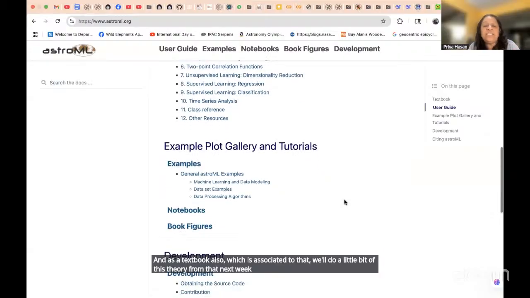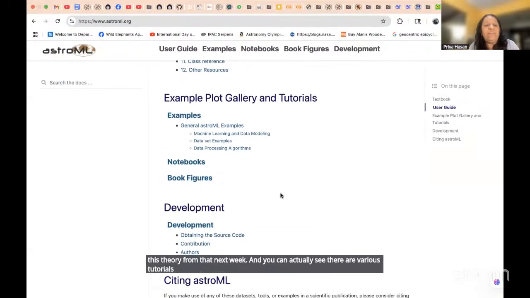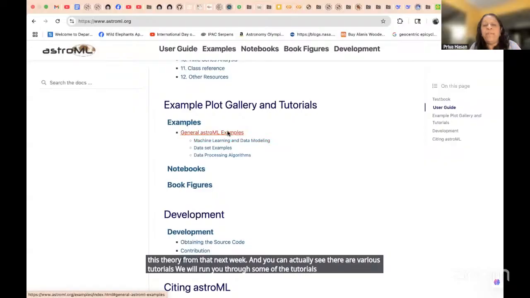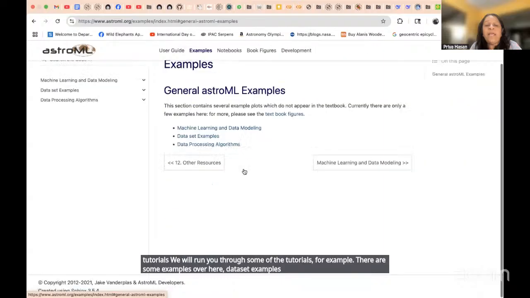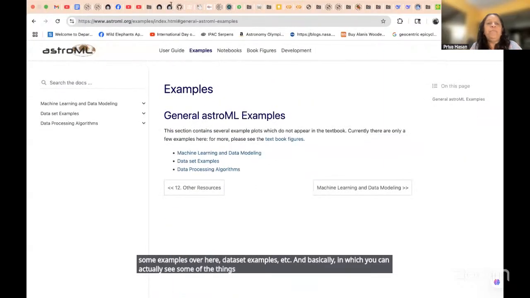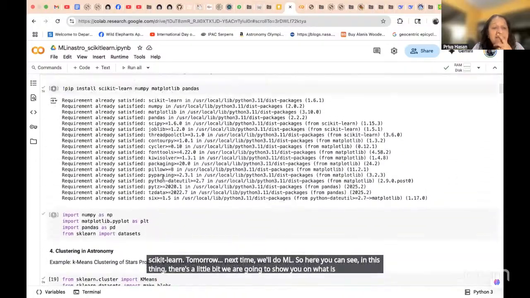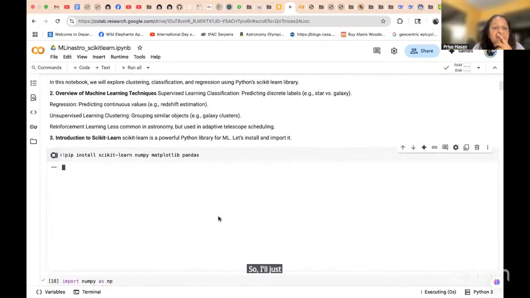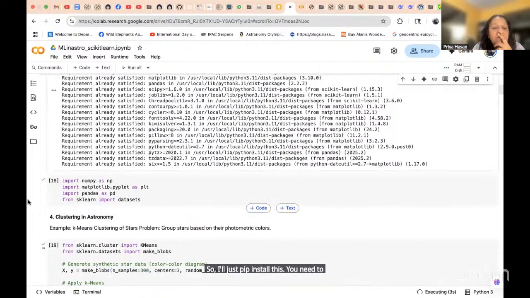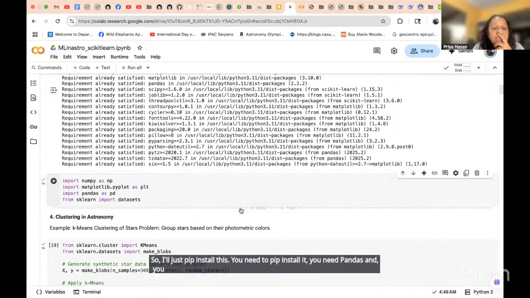You can see there are various tutorials. We will run you through some of them, for example some dataset examples over here. But today we are continuing with Scikit-learn. Next time we'll do Astro-ML. Here there's a little bit we are going to show you on what is there in Scikit-learn. So I'll just pip install this. You need to pip install it. You need pandas and some of the datasets.